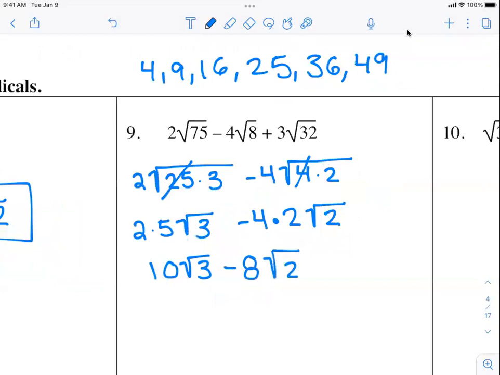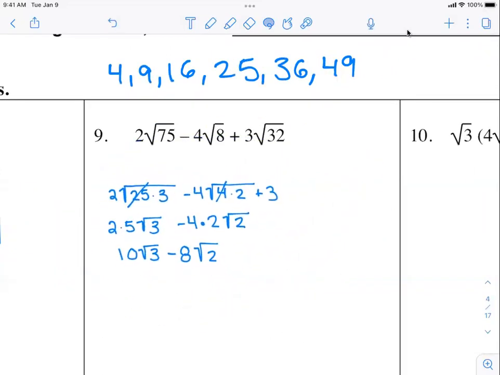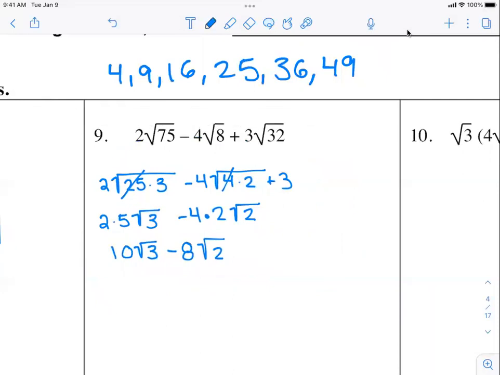The third piece, 32, breaks up into 16 times 2. Again, I picked 16 because it's one of my perfect squares. So we can break down the 16. It turns into a 4. So the 4 comes out, the 2 stays in. 3 times 4 is 12 root 2.